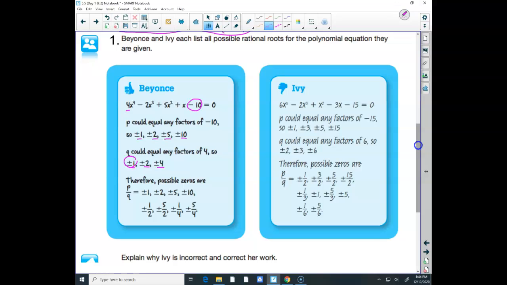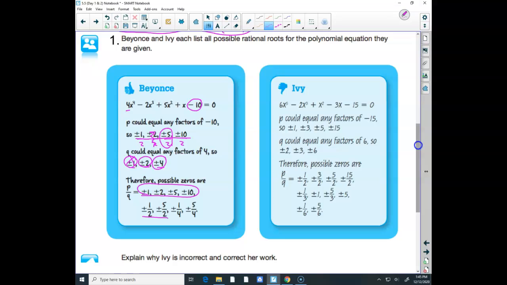So she took the 1 and put it underneath 1, 2, 5, and 10 to get these, 1, 2, 5, and 10. And she took the 2 and put it underneath each one of these, and saw that 1 right here was repeated, so she didn't write it again, but there's a half, 5 over 2, that was a new one. And then the 10 over 2 was another 5, and then she put the 10 over the 4. Well, what did Ivy do wrong?